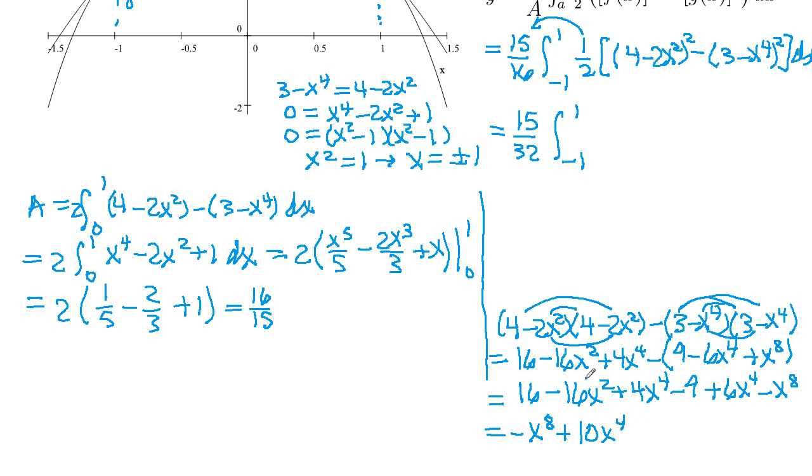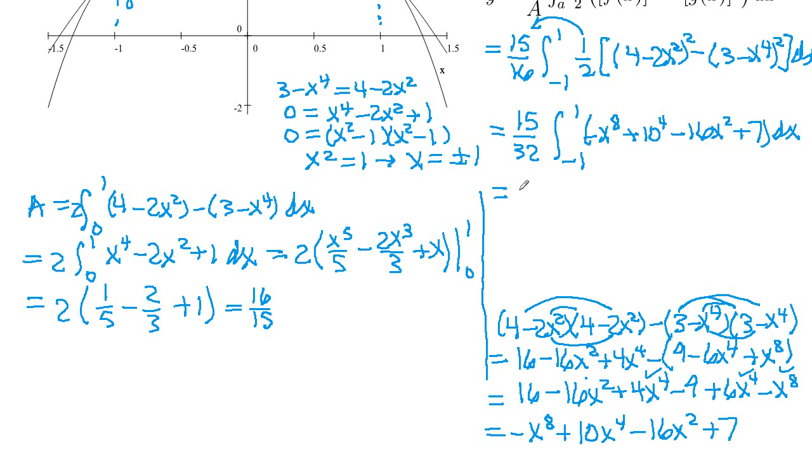And so that takes care of this one and this one and this one. And then minus 16x squared. And then we've got a positive 16 minus 9, positive 7. So that's our function we're integrating up here. So negative x to the 8th plus 10x to the 4th and minus 16x squared and plus 7 dx.